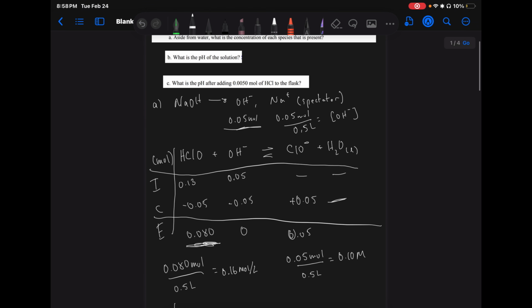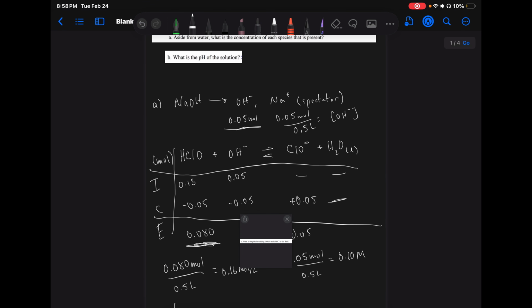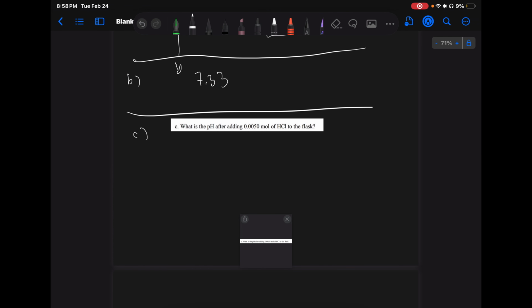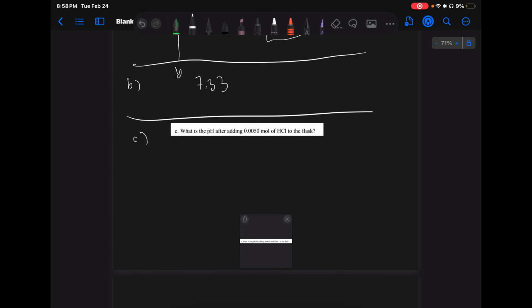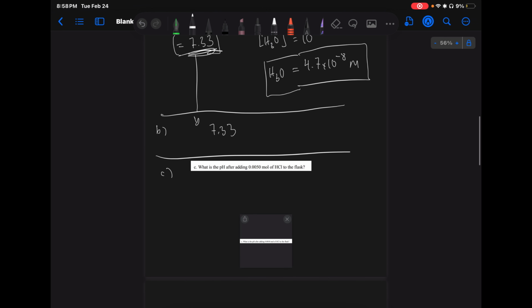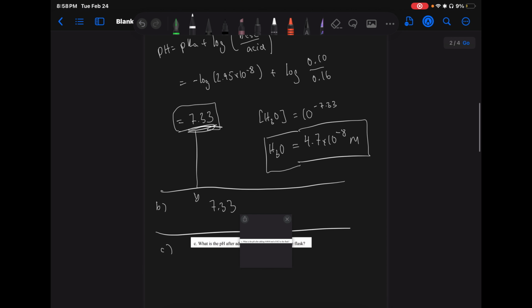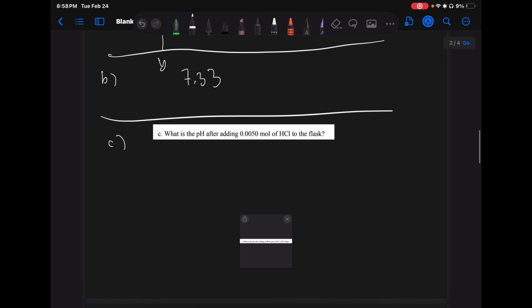Let me just move this down here so it's easier. The question is asking, what is the pH after adding 0.0050 moles of HCl to the flask? This is a strong acid, HCl. I just remember that. We're adding this to a buffer solution, because clearly we have both ClO minus and HClO present. When we add HCl, it will react with both the acid portion and the base portion of the buffer.